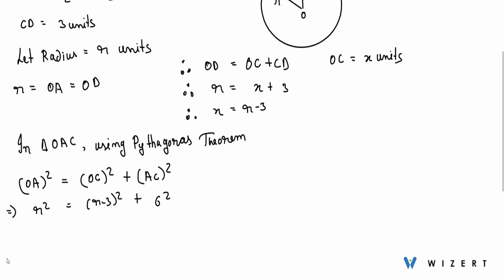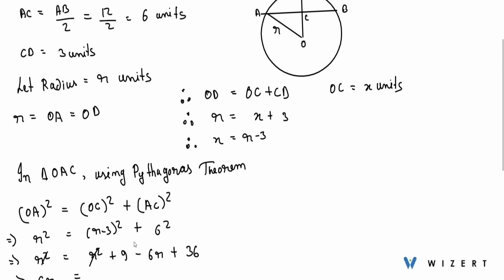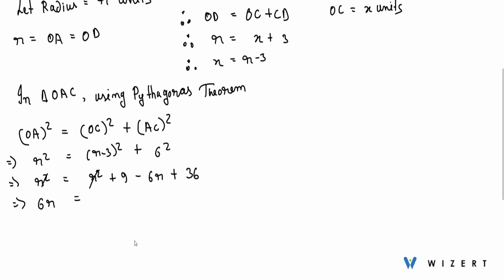Now let's expand R minus 3 whole square. So we will have R square equals R square plus 3 square, which is 9, minus 2 multiplied by 3 multiplied by R, which is minus of 6R, and then we have 6 square, which is 36. So R square and R square will cancel out each other, and we will have 6R. AC was given as 6 units. Okay, so 6R will be equal to 36 plus 9, which is 45.